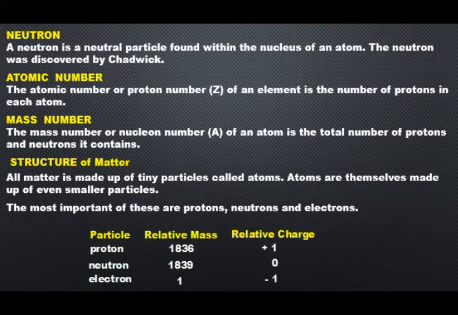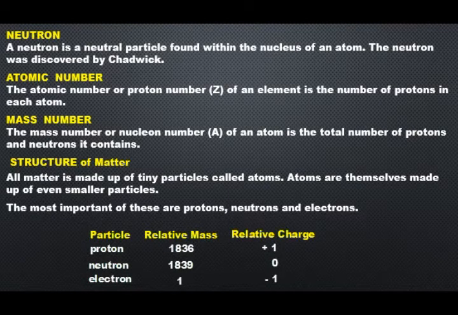Neutron. A neutron is a neutral particle found within the nucleus of an atom. The neutron was discovered by Chadwick. Atomic number. The atomic number or proton number Z of an element is the number of protons in each atom. Mass number. The mass number or nucleon number A of an atom is the total number of protons and neutrons it contains.